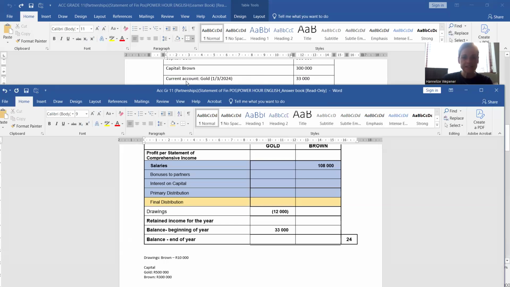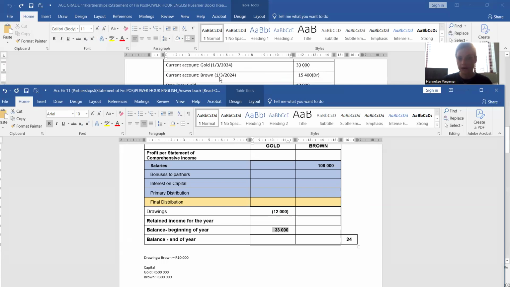Then it says that the current account of Gold on the first day of the current financial year, remember your year ended 28 Feb 2025, which means that it started on the 1st of March 2024. So he started on 33,000 Rand. Then partner Brown started on a debit balance. So that means a negative balance. So it means that partner Brown withdrew prior to this financial year more than what she actually earned throughout the years. So that's why it's in a negative.